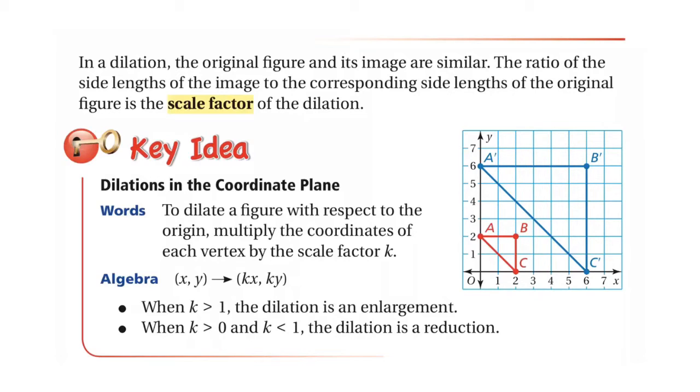When you're multiplying by a scale factor larger than 1, the dilation will be an enlargement, meaning it'll be getting bigger. If you're multiplying by a scale factor that's between 0 and 1, the dilation will be a reduction, or the image will be smaller than the original.